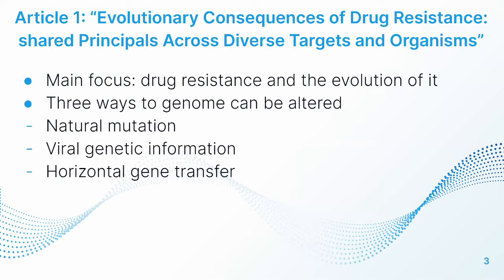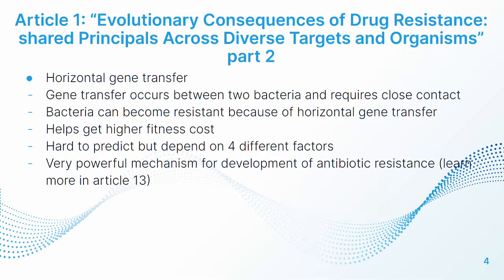In this first article, "The evolutionary consequences of drug resistance: shared principles across diverse targets and organisms," talks about how bacteria were able to gain resistance to antibiotics. It states that there are different ways to obtain resistance: natural mutation, viral genetic information, and horizontal gene transfer. In this article, it talks about horizontal gene transfer and what it can do. Horizontal gene transfer is the movement of genetic information between two organisms. In the article, it also mentions that in order for gene transfer to occur, it does require close contact.